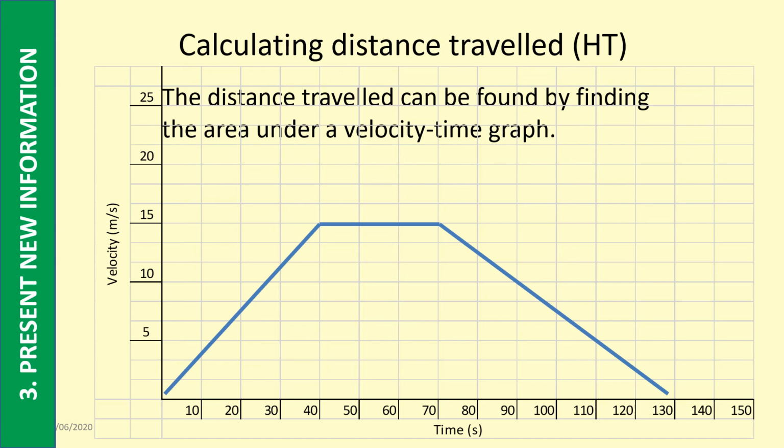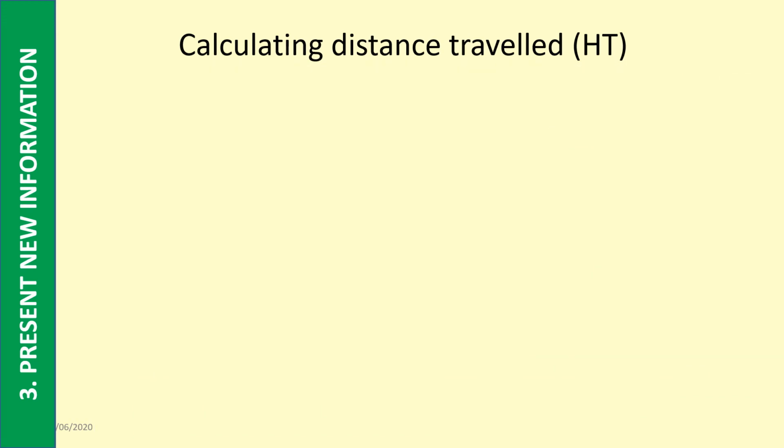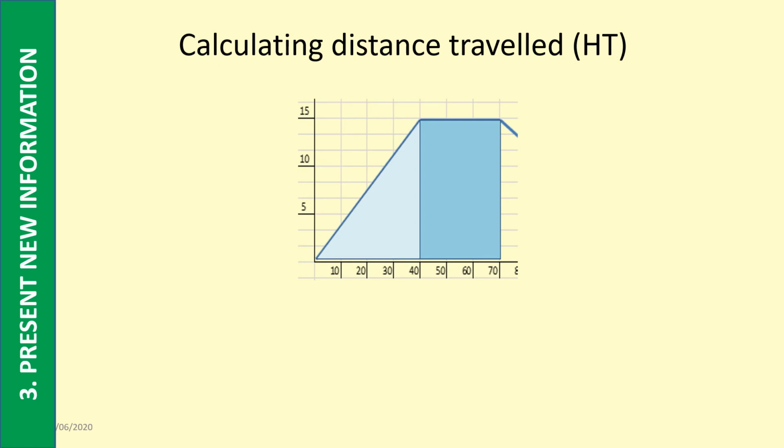Now, the shape under the graph looks complicated because it is this shape. But what we can do is divide it up into a triangle and a rectangle, and then it'll be very easy for us to work out the area. So we're interested in this triangle and this rectangle. Here I've reproduced that part of the journey that we're interested in, and we want to work out the area under this triangle and this rectangle.